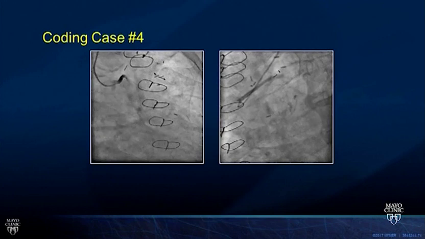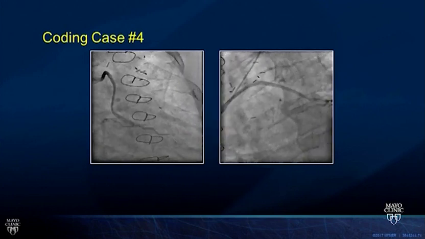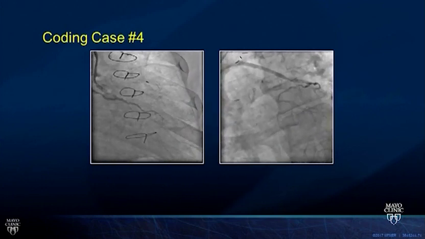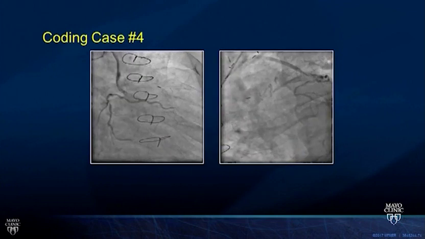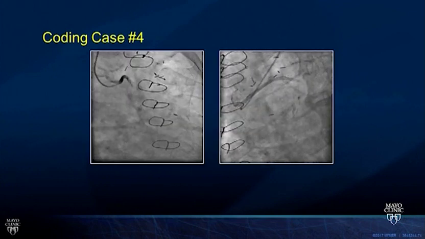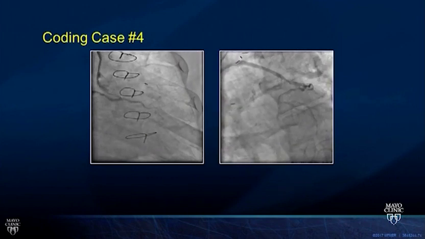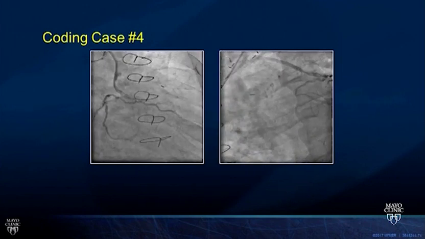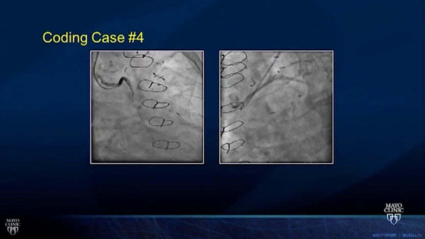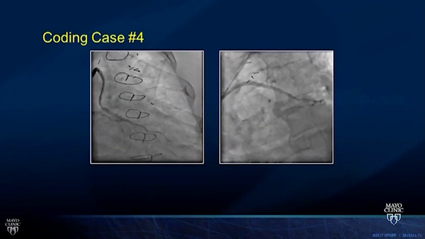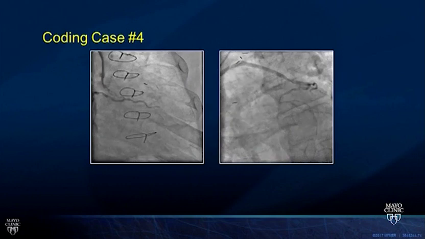So the first thing, obviously, your goal is to identify where this graft is going. And I think the most helpful view is probably the LAO view for me. I feel like that separates anterior, lateral, and inferior the best.